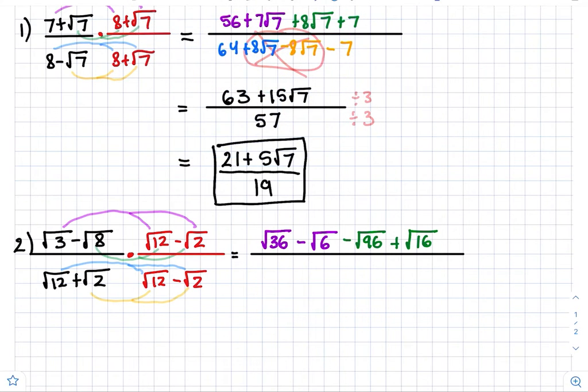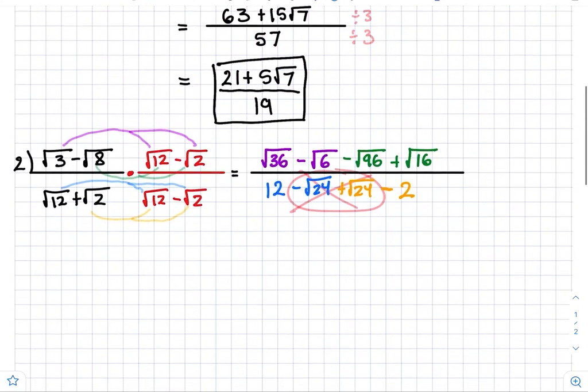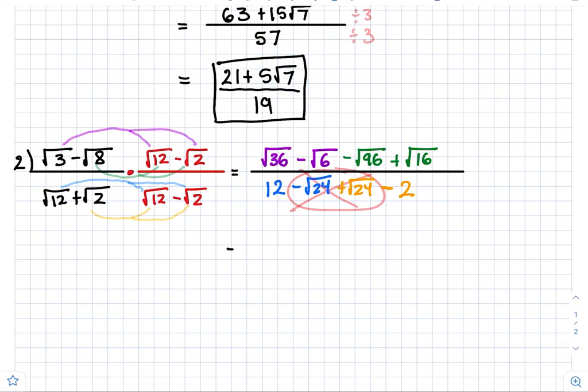Now we got the blue. Square root of 12 times square root of 12. Since it times itself, that's just going to be a 12. Square root of 12 times negative square root of 2, negative square root of 24. Square root of 2 times square root of 12, we're on the orange, plus square root of 24. And square root of 2 times negative square root of 2. Positive times a negative is a negative, and rad 2 times itself is just going to give you 2. So these will cancel.